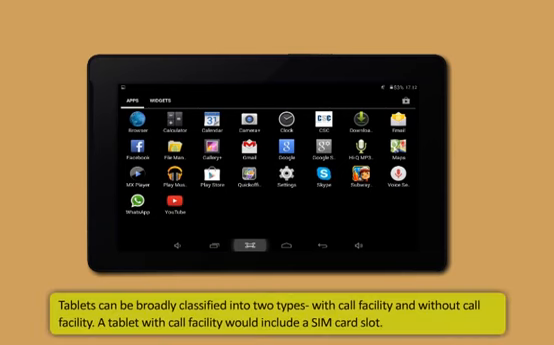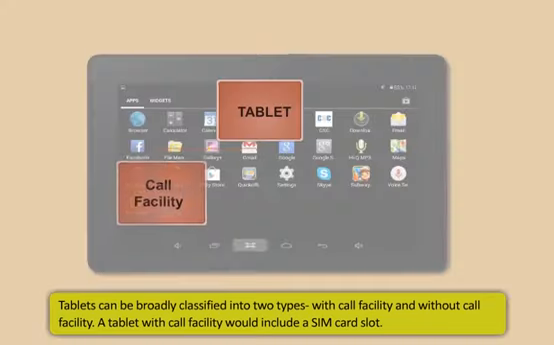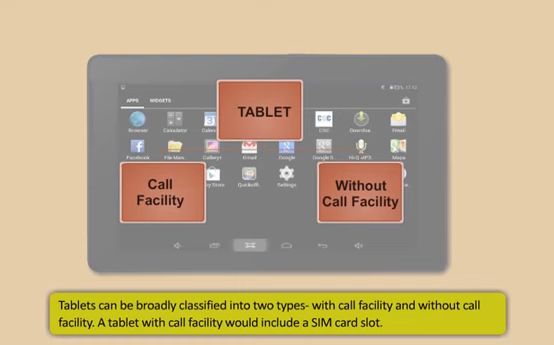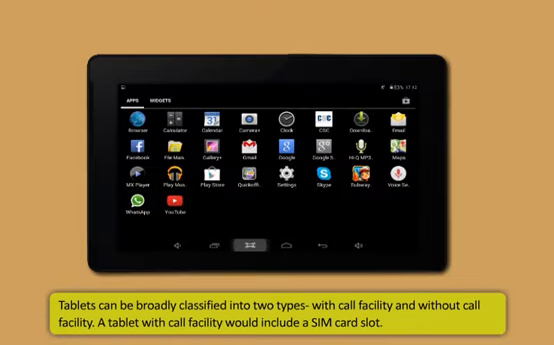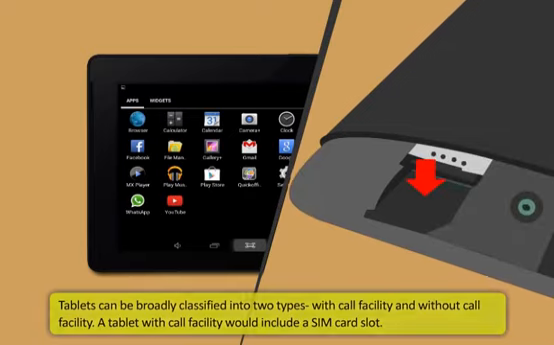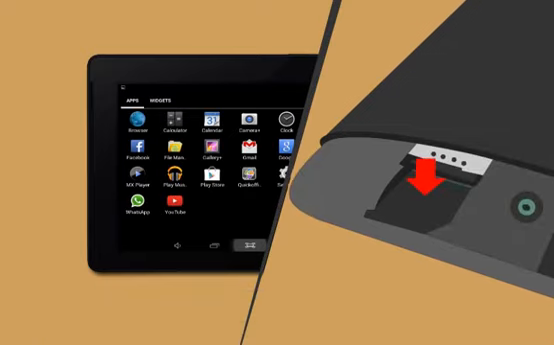Tablets can be broadly classified into two types, with call facility and without call facility. A tablet with call facility would include a SIM card slot. You will need a SIM card and a connection to a mobile network to make and receive calls and send and receive text messages.